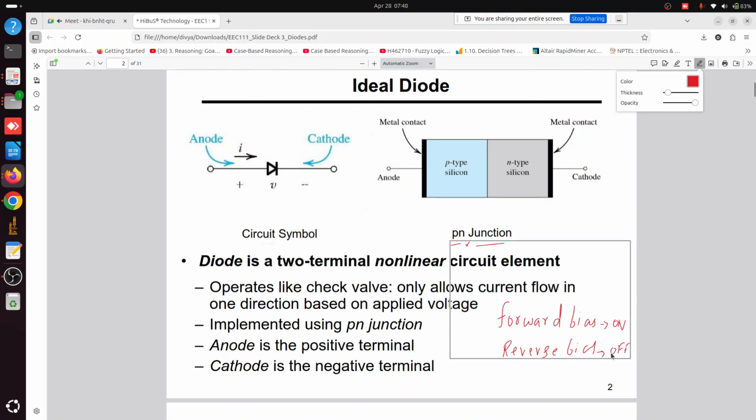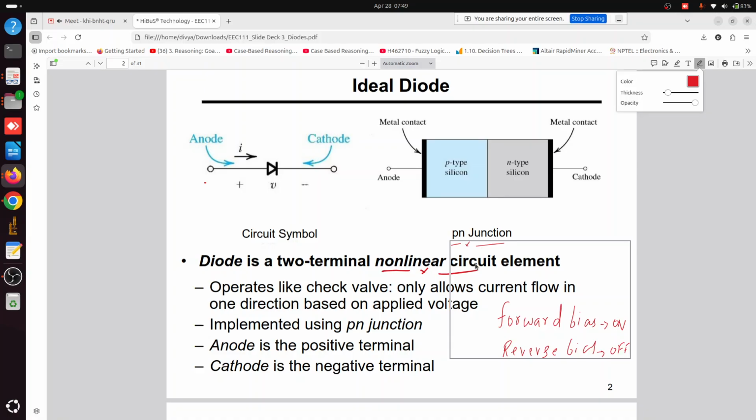Now here they have defined the diode. So a diode is nothing but a device that has two terminals. This is a non-linear device. Can you tell me why this is a non-linear device? It will not go directly linear with Ohm's law.